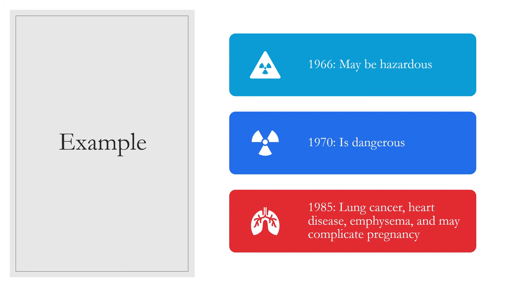By the time we hit 1970, lots of different experiments have been done, and they can now say that smoking is dangerous. And then in 1985, they were able to give a list of the actual increased risk of these different diseases that you can get if you smoke: lung cancer, heart disease, emphysema, and may complicate pregnancy. So these different things are now put on the cigarette packet saying, this is a warning. You should know that when you ingest these, you are increasing your chances of all of these different diseases. Okay, but the only way that we can get to that point is through lots of testing and using the scientific method. So this is just a real example of how it was used.